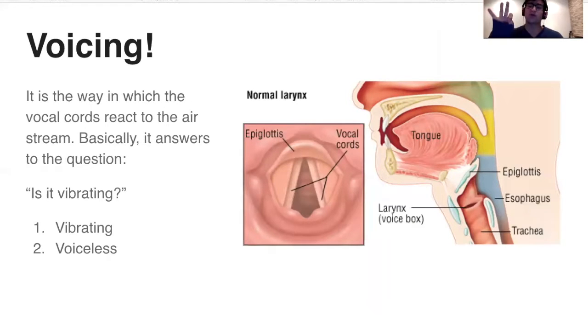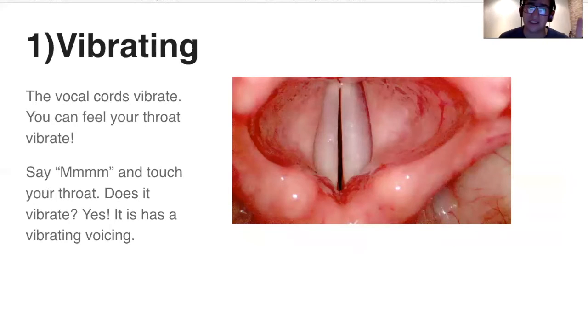Now, the third part of this lesson is gonna talk about voicing, and it is the way in which our vocal cords react when we try to make a sound. It basically answers the question, is it vibrating? So we have two types of voicing, vibrating and voiceless. In the vibrating sounds, the vocal cords vibrate. It's easy to know because you can feel your throat vibrate. For example, you can say z, and you will feel how your throat is vibrating.